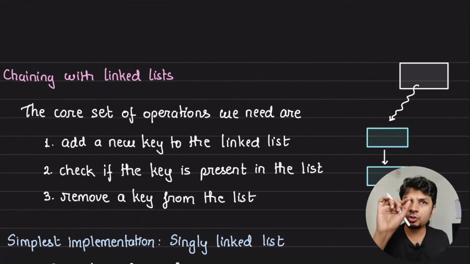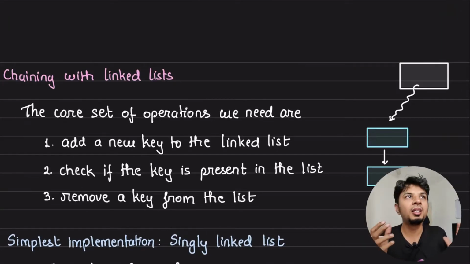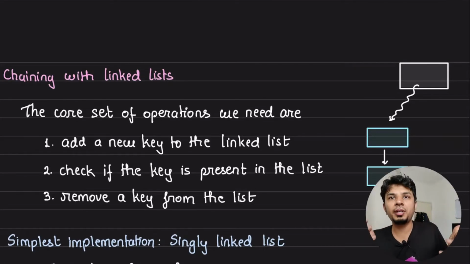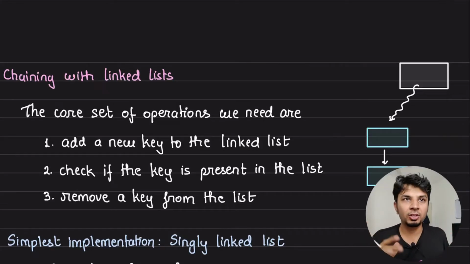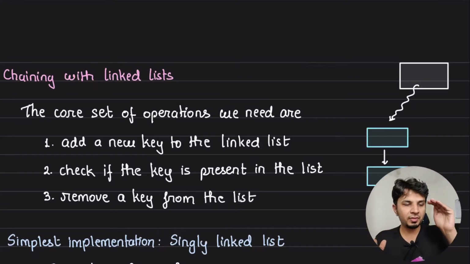Now we'll dive into smaller details of it to understand things that we would need to take care of during implementation and get the best performance out of it. So what will we first discuss? We'll first discuss chaining with a linked list.